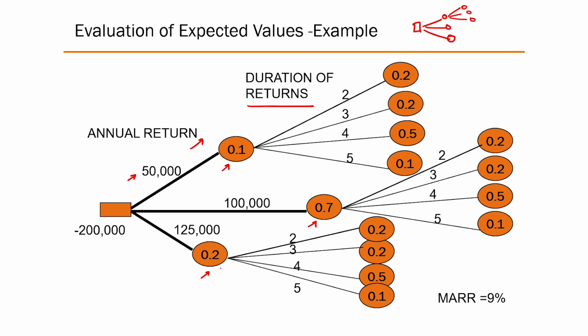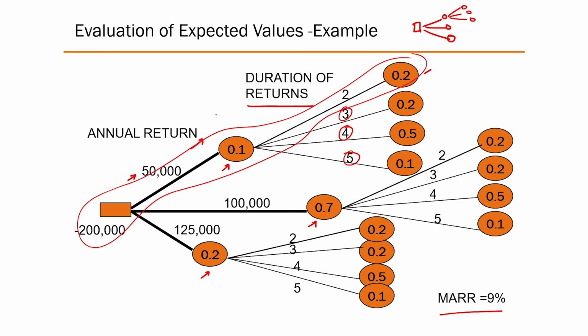And given these conditions, there is a 20% chance that duration of the project would be 2 years, 20% chance that duration is 3 years, 50% chance that the duration is 4 years, and 10% chance that duration is 5 years. And this is same. MARR is given to be 9%. Okay. So this is the structure that we are trying to solve. Again, in this case, we will go branch by branch.